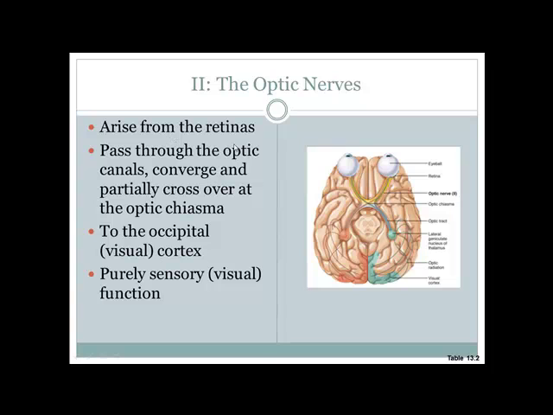These are going to arise from the retinas. They're going to pass through canals, and if you notice, check this out. This is the right side of my brain, left side of my brain. The right side of my brain is going to have one set of nerves going to my right eye, one set of nerves going to my left eye. Left side of my brain has one set of nerves going to my left eye, one set of nerves going to my right eye. Can you see that color there?